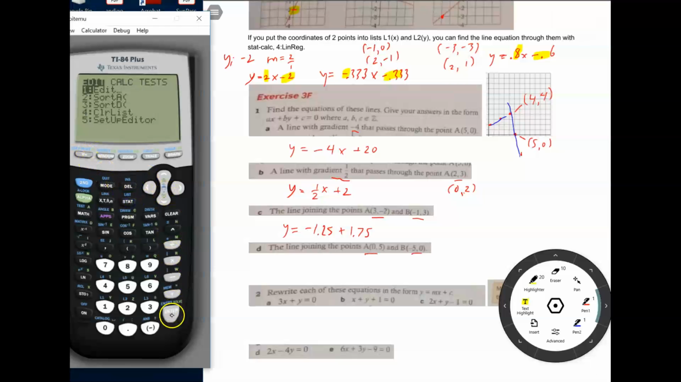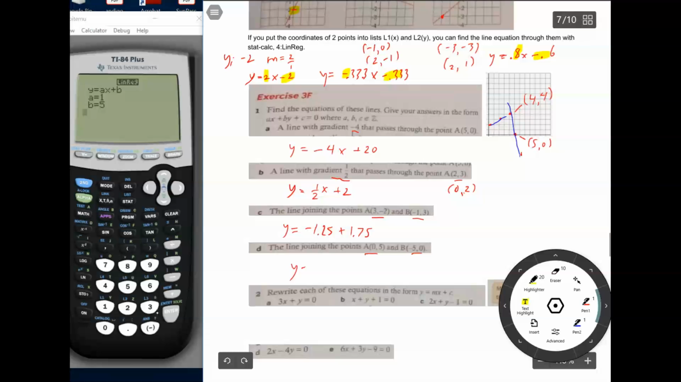Again, this is the easiest kind of problem if you have the calculator. 0, 5 and -5, 0. Stat, calc, number 4, LinReg. y equals 1x plus 5. Okay?